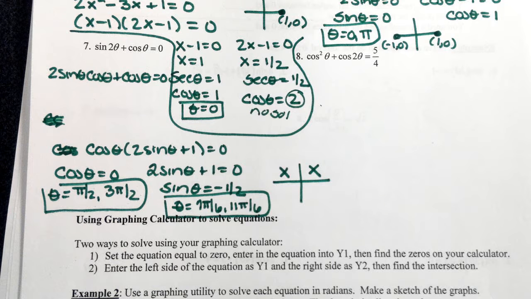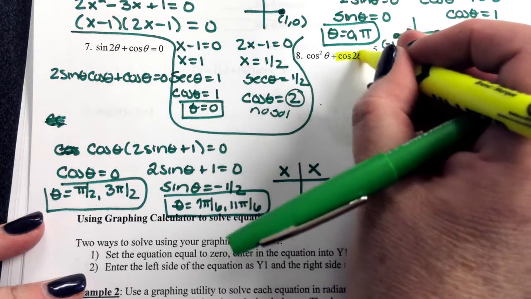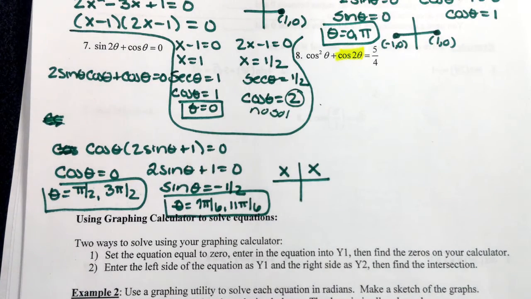Now let's take a look at number 8. Your equation already has all cosines in it. But what's the issue that we have? We have a cosine of what? That's the problem. Cosine of 2 theta. So which formula do you think we're going to have to use to get rid of that coefficient of 2 in front of theta?